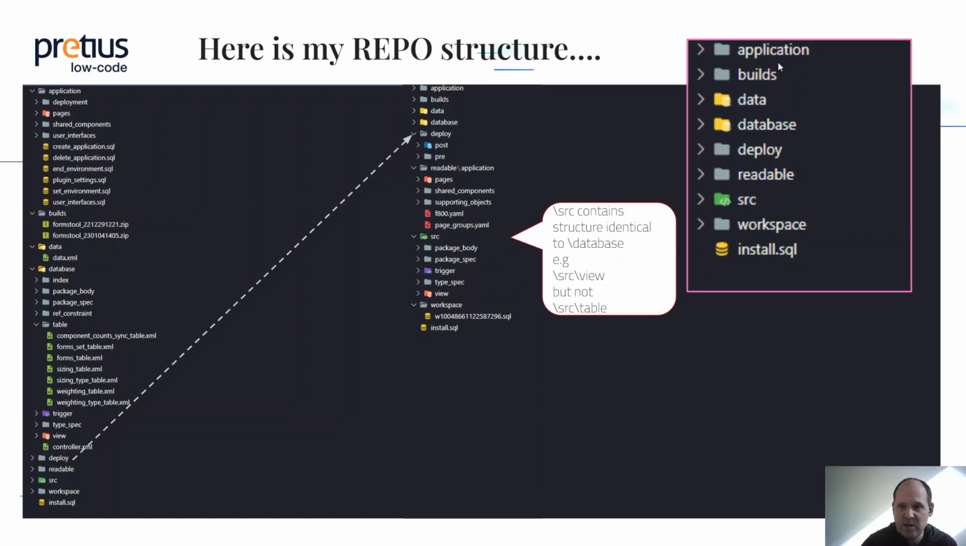So here's my top level folders. I've got application and then install. I've got my builds, which I put in there. I've got data, like that data flag I explained earlier. I've got my XMLs database.